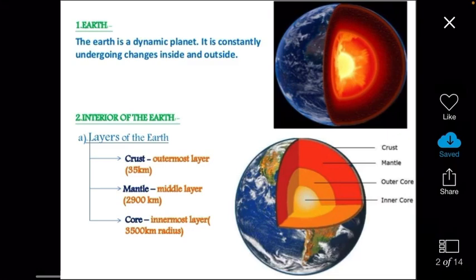Hello everyone. Today we are going to study chapter number 2 of geography, Inside Our Earth.